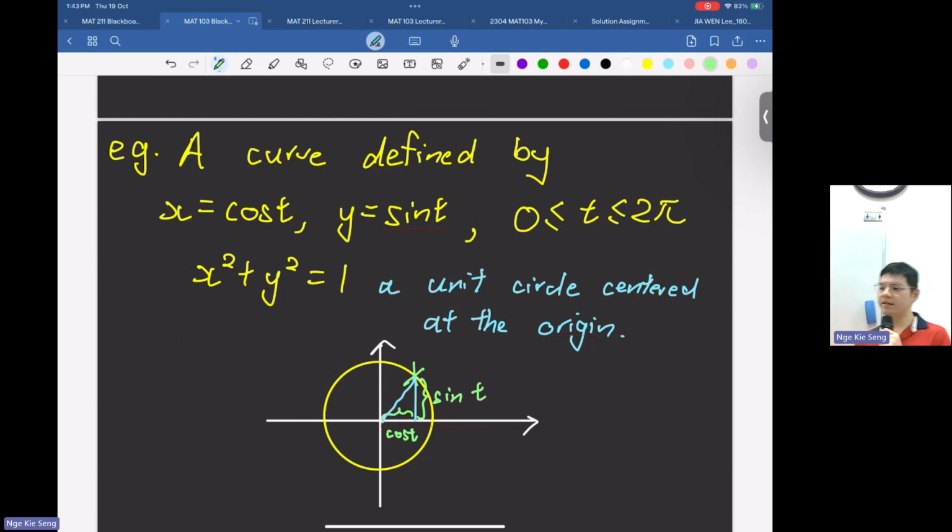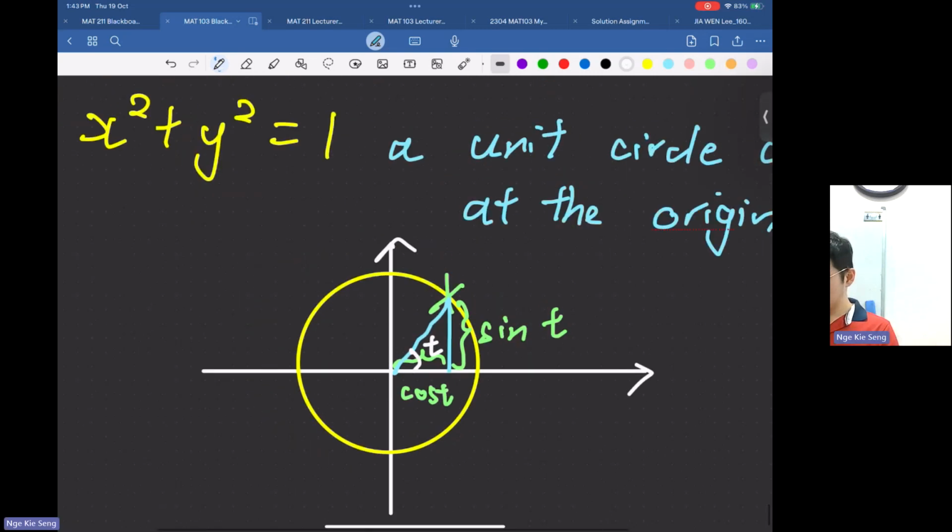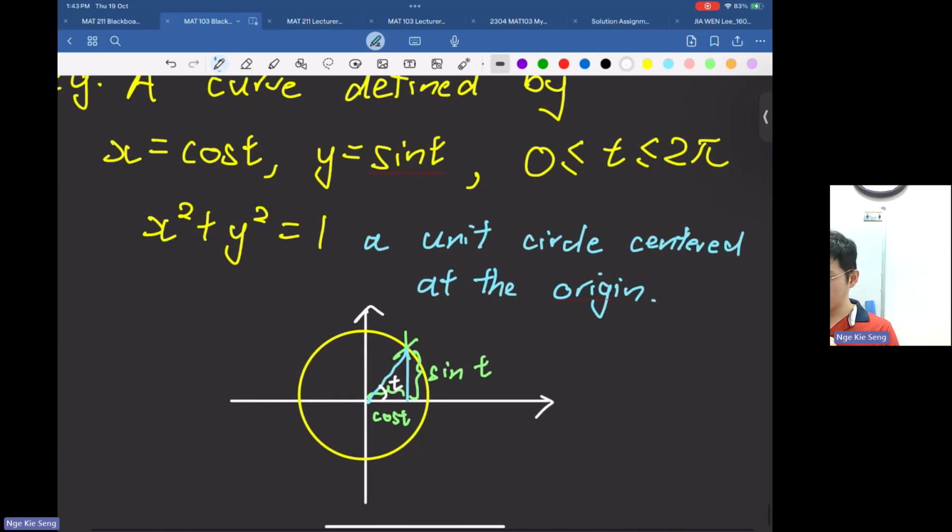Okay, in this case, what is the t here? T is actually the angle from the x-axis. So we count t from the x-axis here. So where's t? T is here. So let me make it bigger. So note that our t goes from where to where?